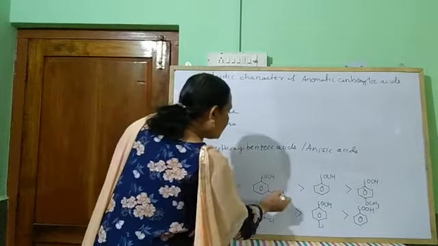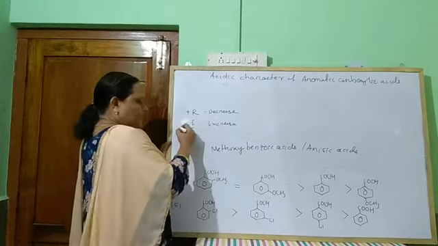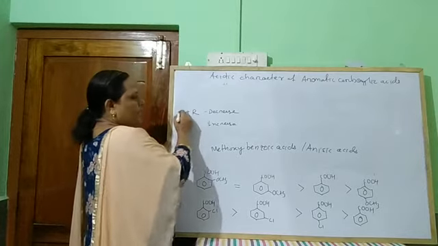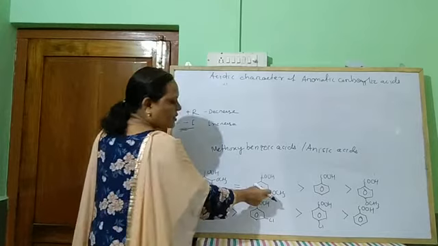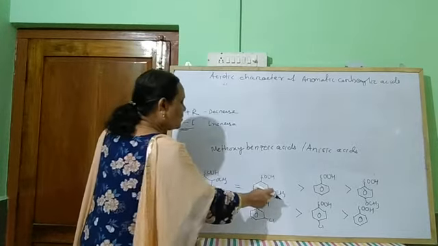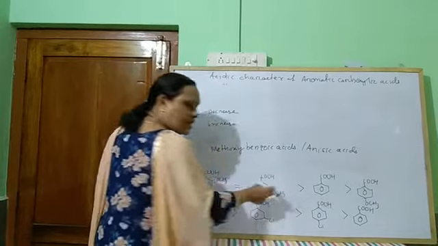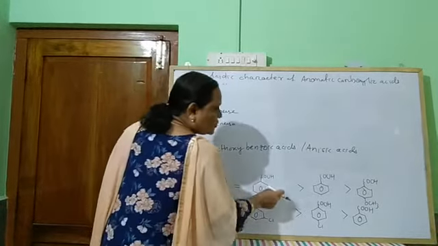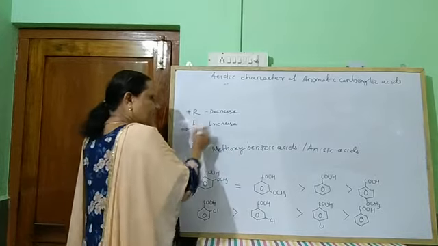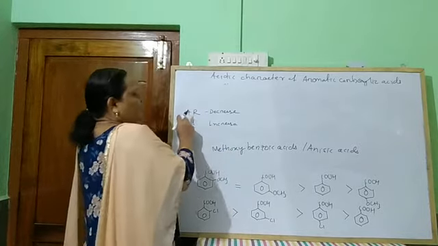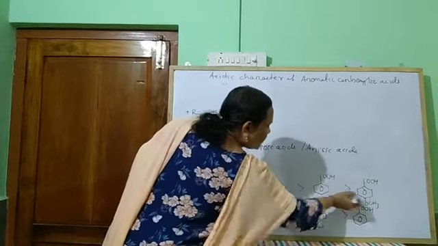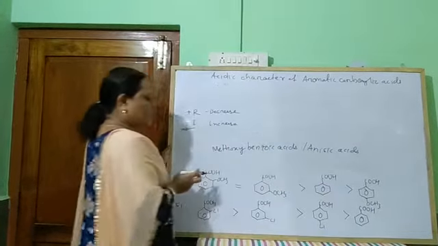Next, this OCH3 group has only minus I effect. There is no plus R effect because at meta position there is no plus R effect. In this way, it is more acidic than benzoic acid. And at para position, there is a very slight minus I effect and stronger plus R effect. That's why this is less acidic as compared to benzoic acid.